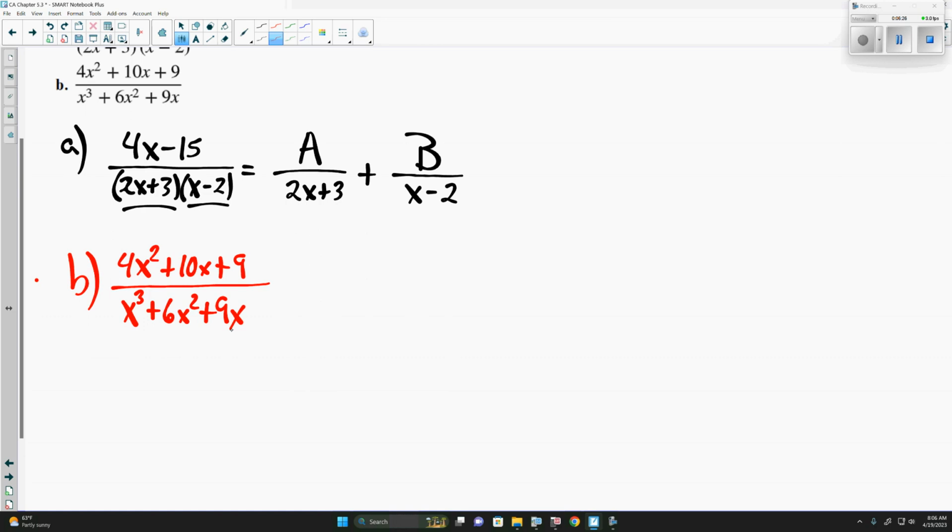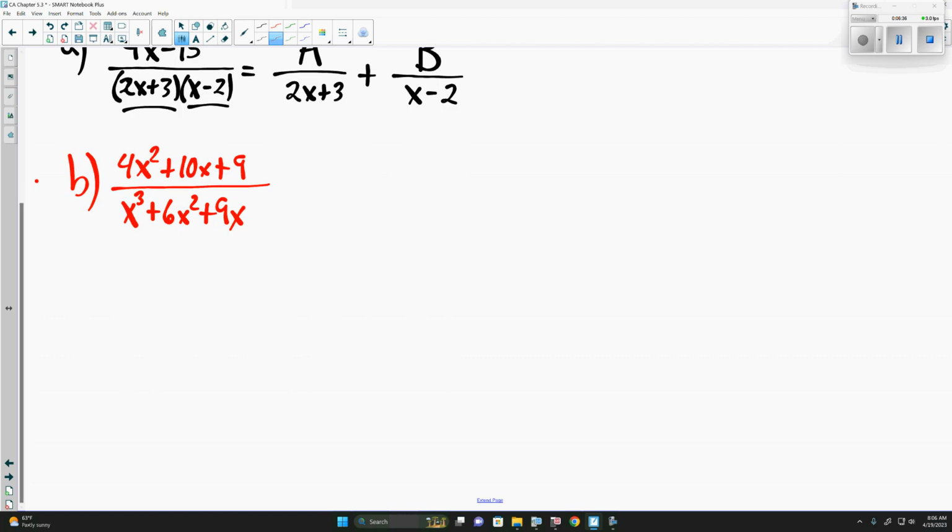Now, in B's case, is the denominator factored? Well, no. The denominator is not factored, so we need to factor it. Looking at x cubed plus 6x squared plus 9x, each term in the denominator does have a greatest common factor of x. So we can factor an x out first, leaving us with x squared plus 6x plus 9.